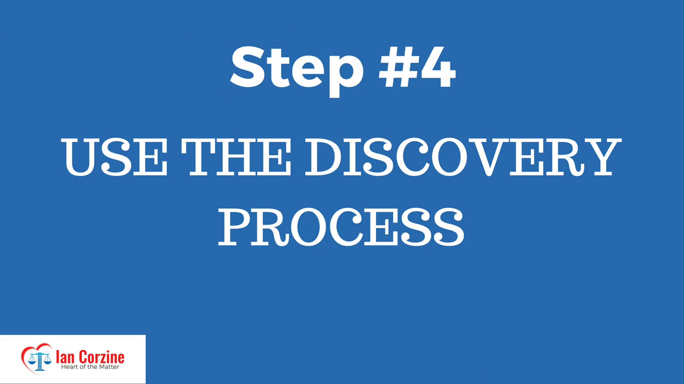Step number 4, use the discovery process. You know, sometimes in arbitration there is no discovery process, but oftentimes agreements provide for discovery. What is discovery? Well, that's sort of the investigation process for a civil dispute. Parties can send over written questions to each other and have them answer under oath. A party could serve subpoenas on third parties to be able to get documents to use in the arbitration.